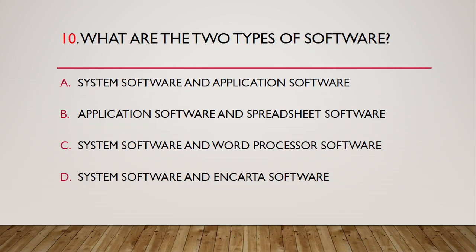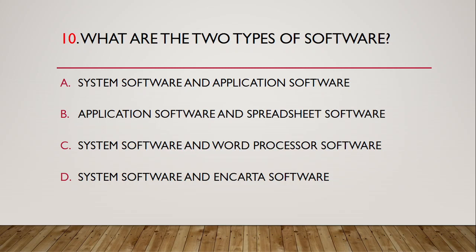What are the two types of software? Okay, I think we have already talked about software itself. Okay, and that was our number 1 question. Software is basically a set of instructions that tells the computer how to perform a specific task. Okay, that is a software.